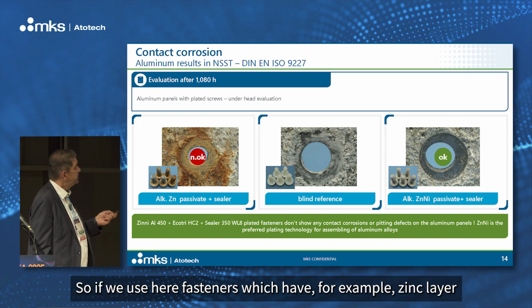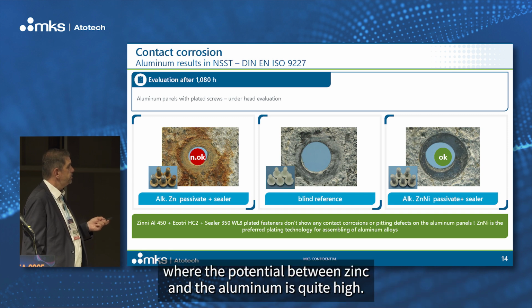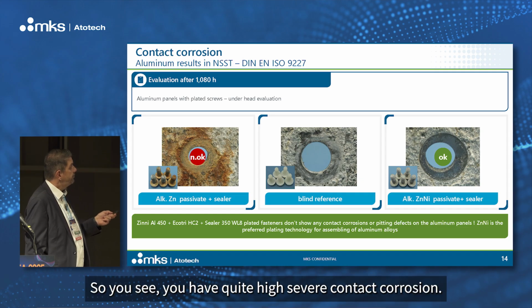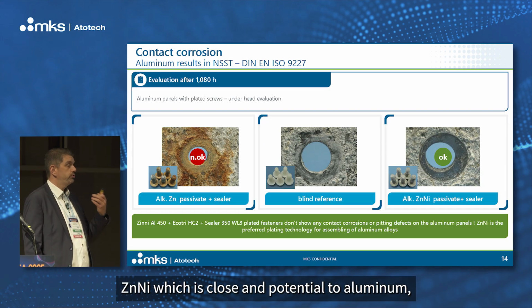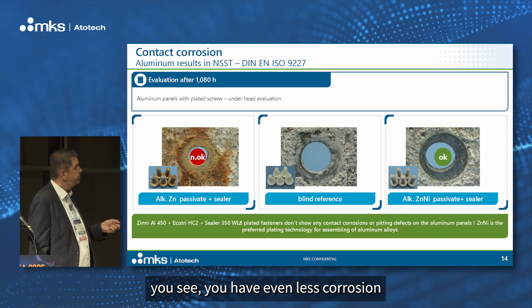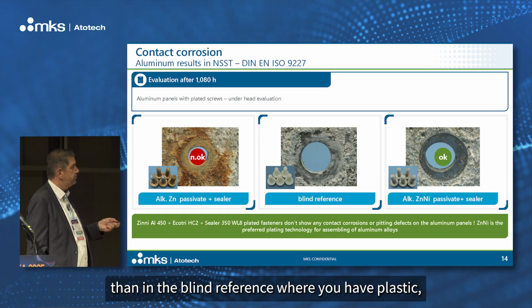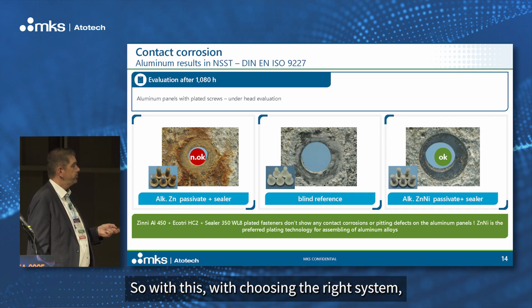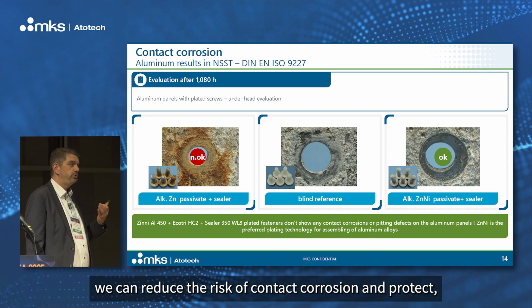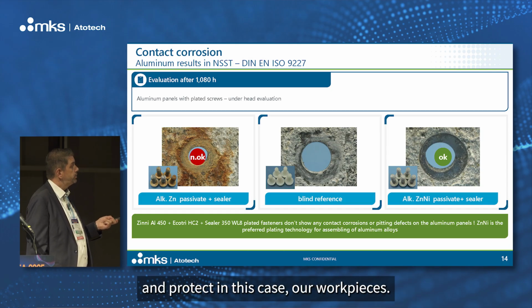So if we use here fasteners which have, for example, a zinc layer, the potential between zinc and the aluminum is quite high. So you see you have quite severe contact corrosion. Whereas if we use a different system, zinc nickel, which is closer in potential to aluminum, you see you have even less corrosion than in the blind reference where you have, let's say, plastic screws. So with choosing the right system, we can reduce the risk of contact corrosion and protect, in this case, our workpieces.